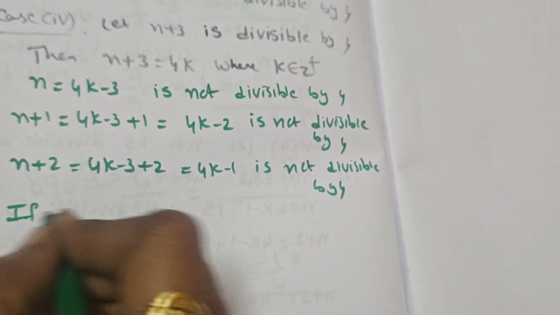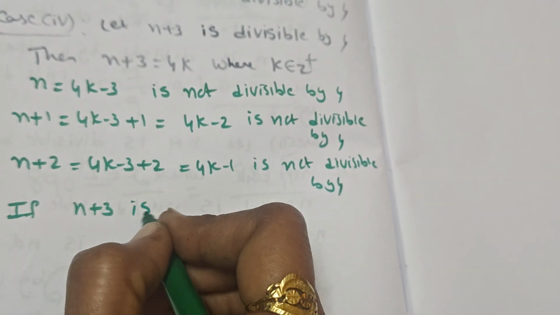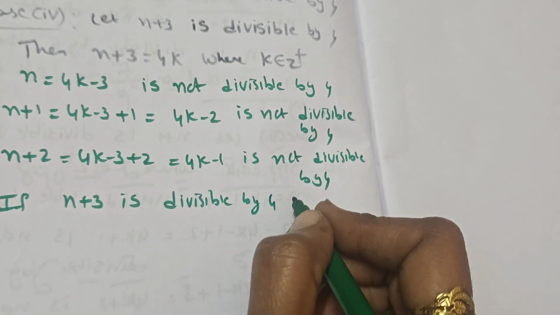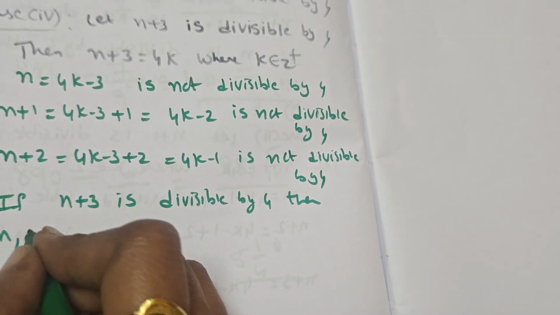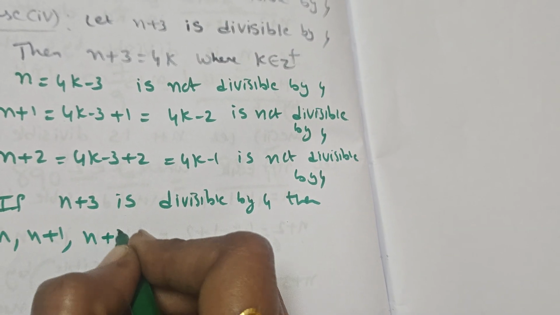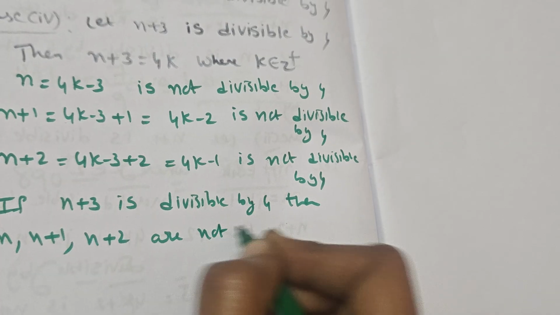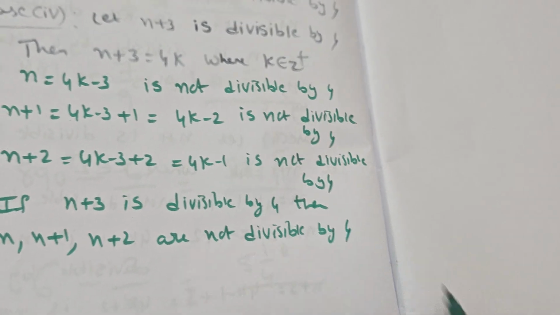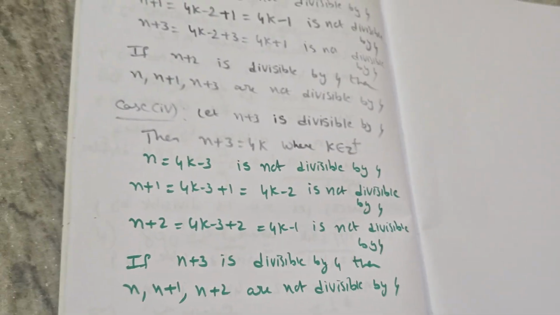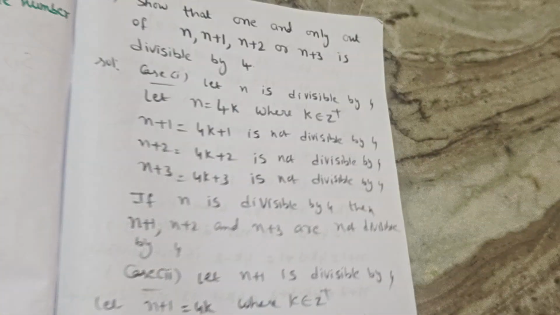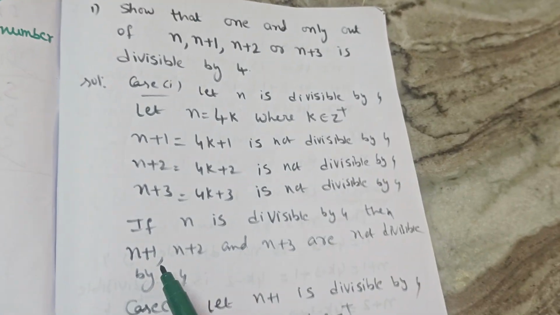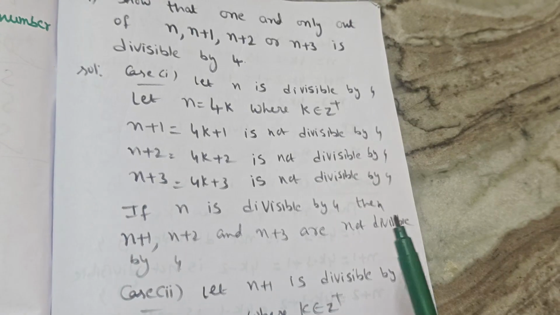So what do you understand from this case? If n plus 3 is divisible by 4, then n plus 1, n plus 2 are not divisible by 4. Now what do you understand children? Let's go back. In case 1, what we taken? n is divisible by 4 we taken. Then n plus 1, n plus 2 and n plus 3 are not divisible by 4.